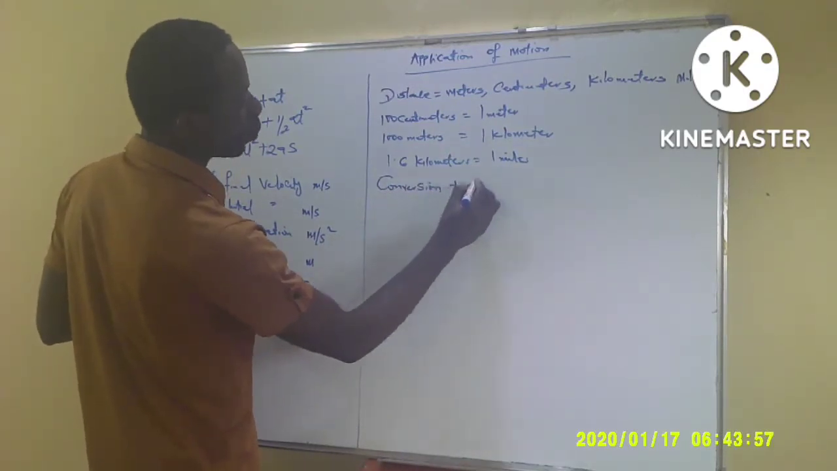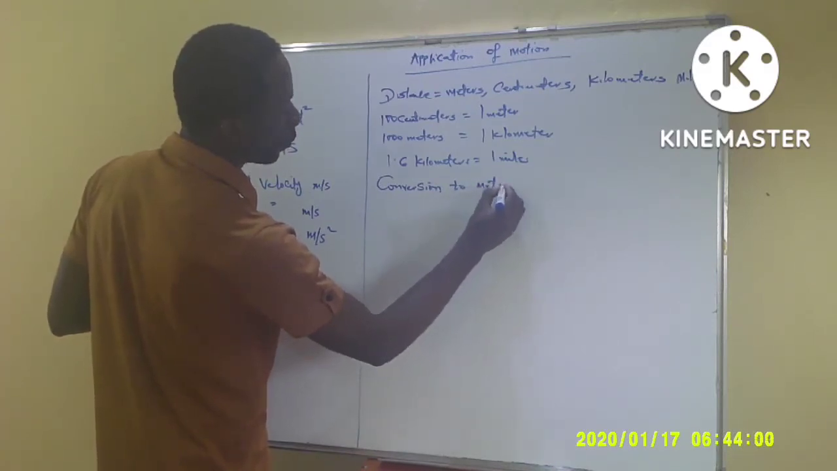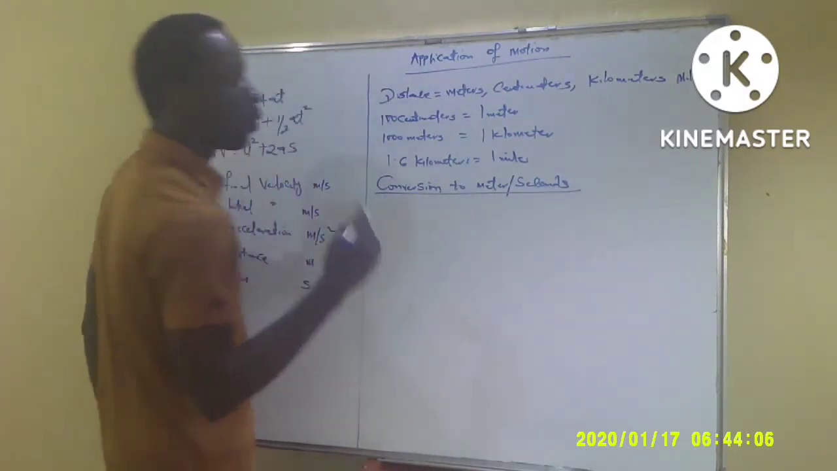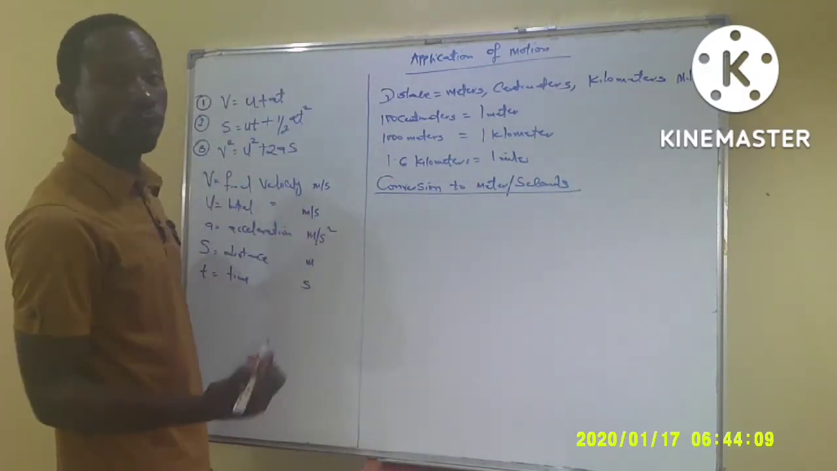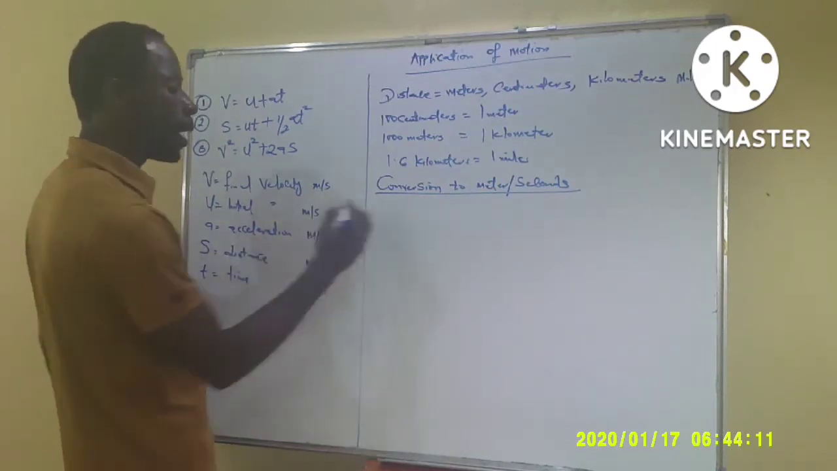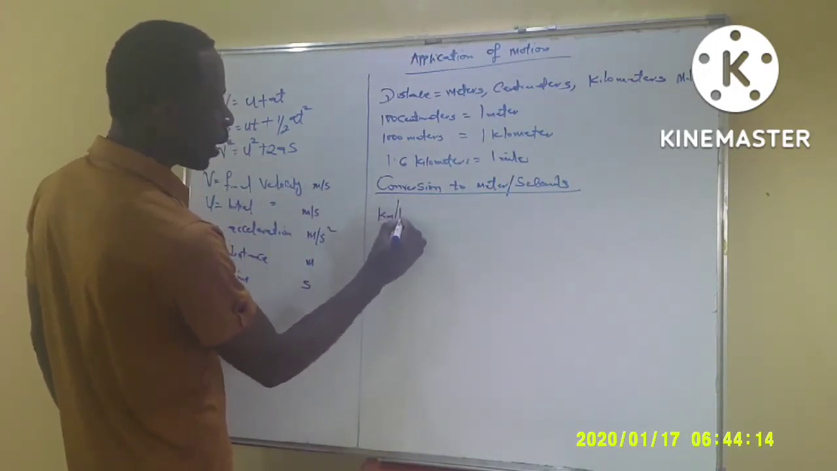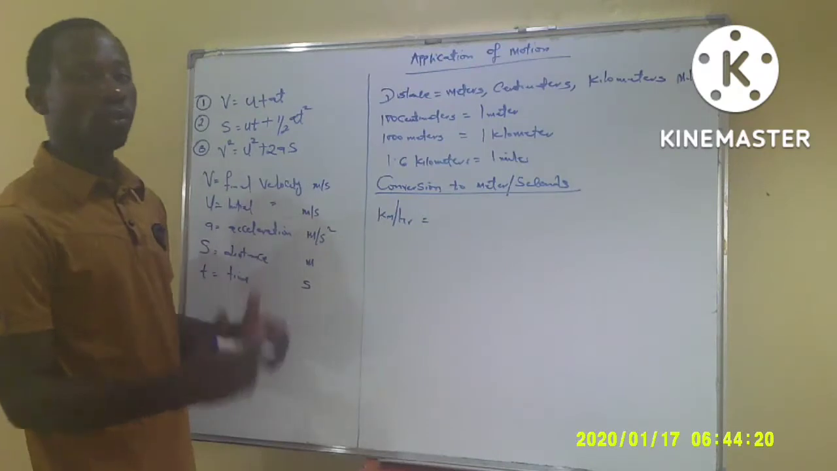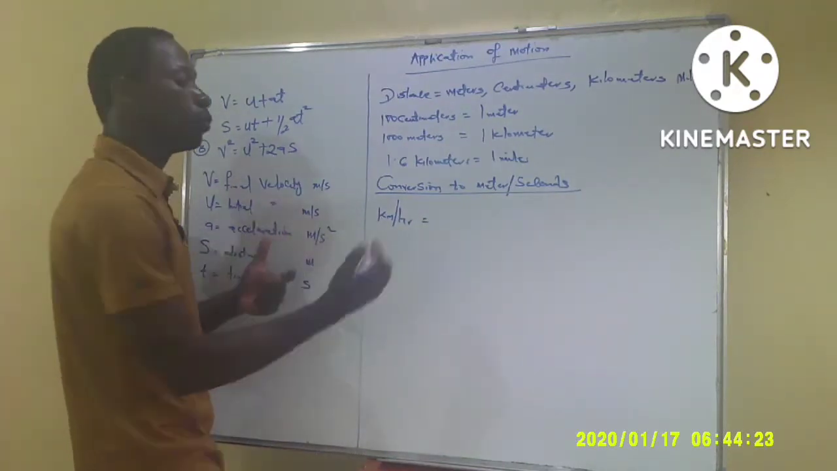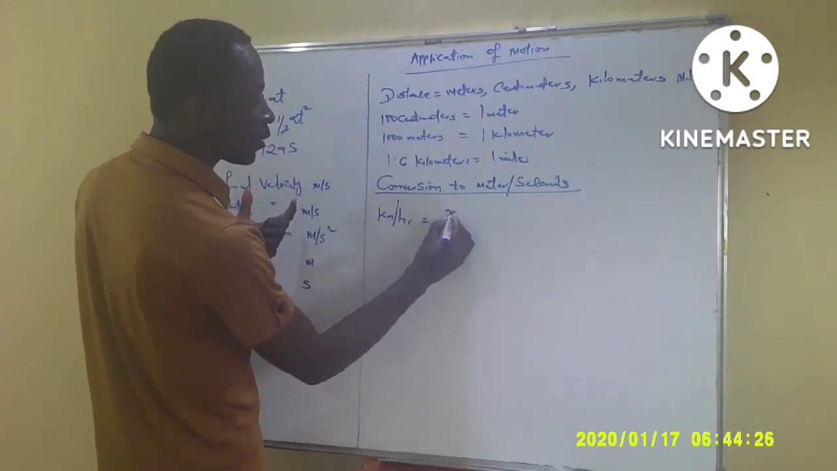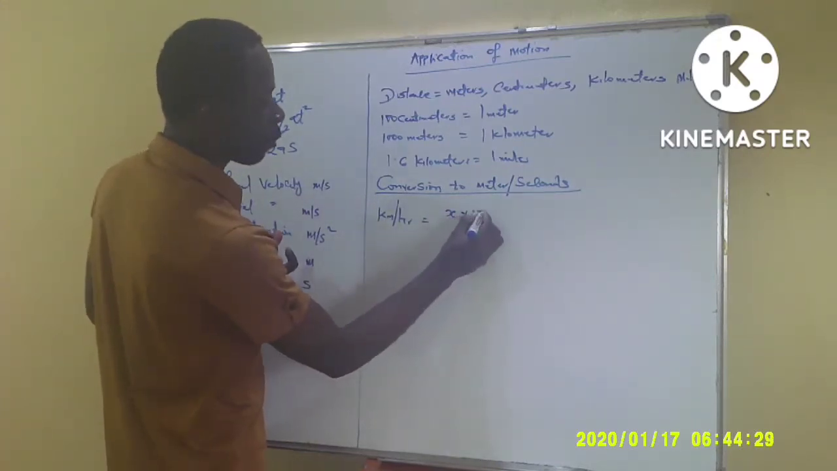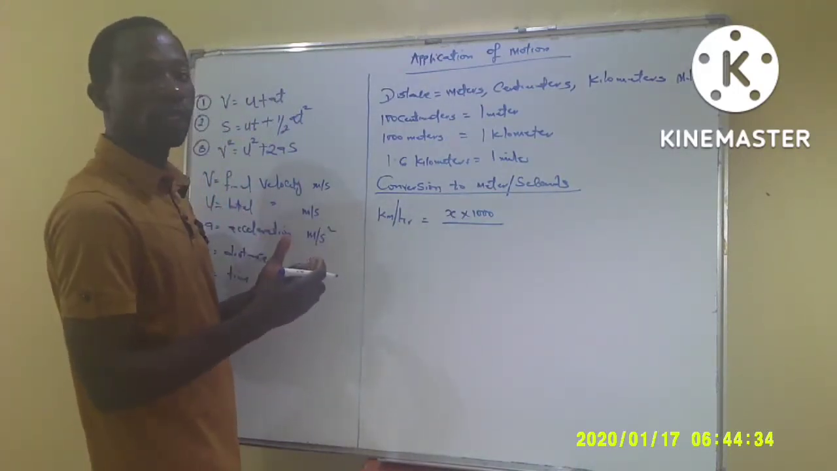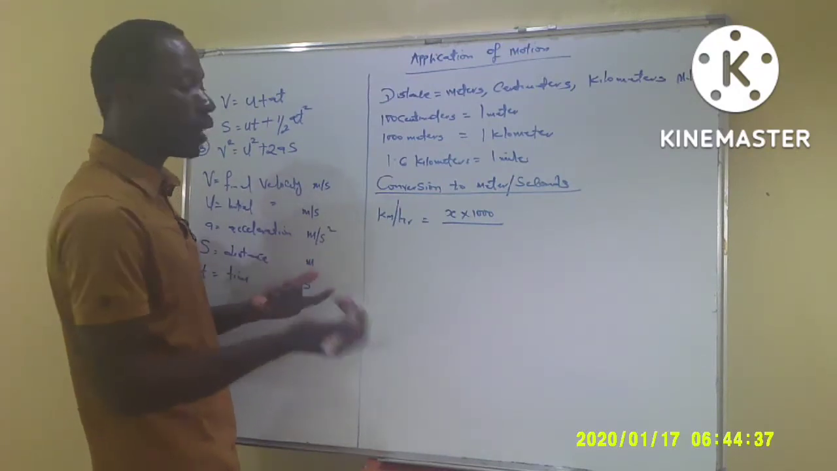Conversion to meter per second. Now, how do you convert to meter per second? Let's assume your value is in kilometer per hour. To convert to meter per second, this is what you do. When a question is given to you in kilometer per hour, you multiply that value by 1000. Let the value be x, times 1000 over, let's assume the time given is x hour, maybe 1 hour, 2 hours.